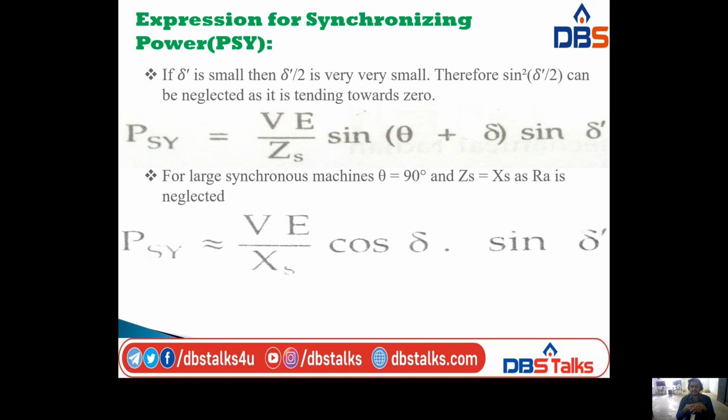So sin(90 plus delta) is nothing but cos delta from the trigonometric function, into sin delta dash. So in the Zs place I am taking Xs, and in the theta place I am substituting 90 degrees. After that we have the final expression for the synchronizing power, that is equal to V into E by Xs into cos delta into sin delta dash.